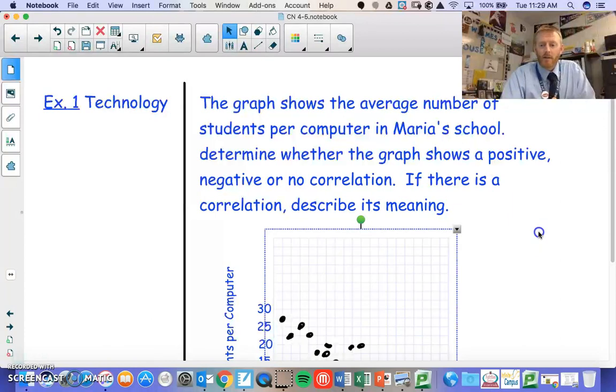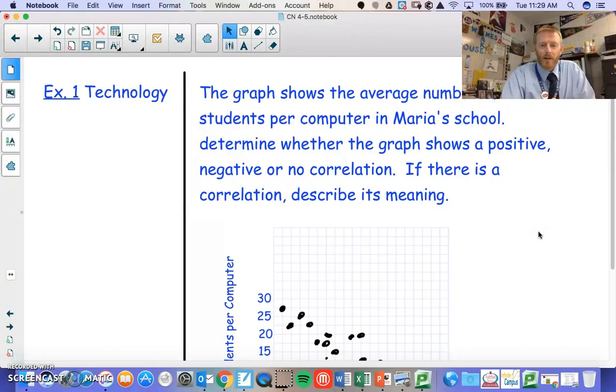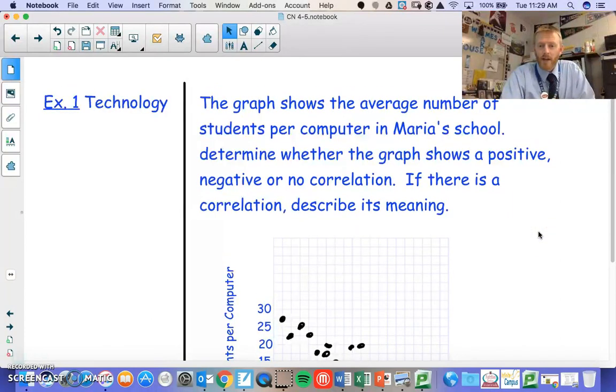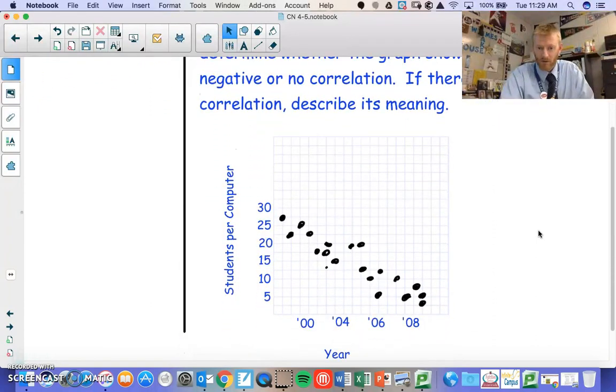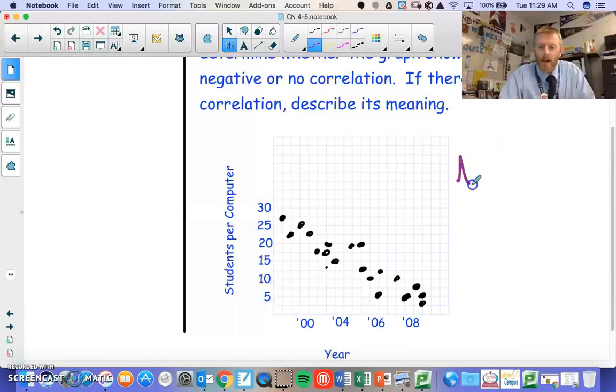So here is our very first example. The graph below shows the average number of students per computer in Maria's school. We're supposed to determine whether the graph shows a positive, negative, or no correlation. If there is a correlation, describe its meaning. So if you look at the graph, things are generally going downward. So this would be a negative correlation. And a negative correlation in this case means that things are going downward.